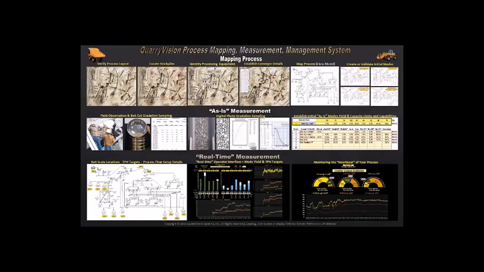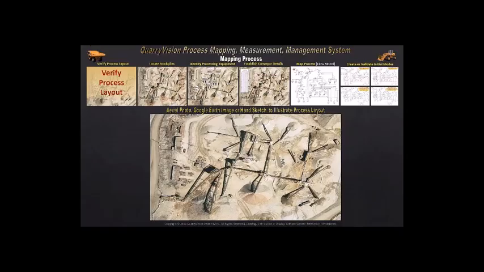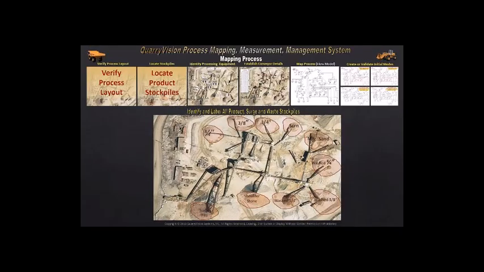The first step in implementing the Quarry Vision strategic optimization system is to map the process. This begins by verifying the process layout to depict where material comes in, where it goes out, and how it flows within the processing system. To begin, stockpiles are located to enable us to identify the most practical location for belt scales that will measure output from critical locations within the production process.